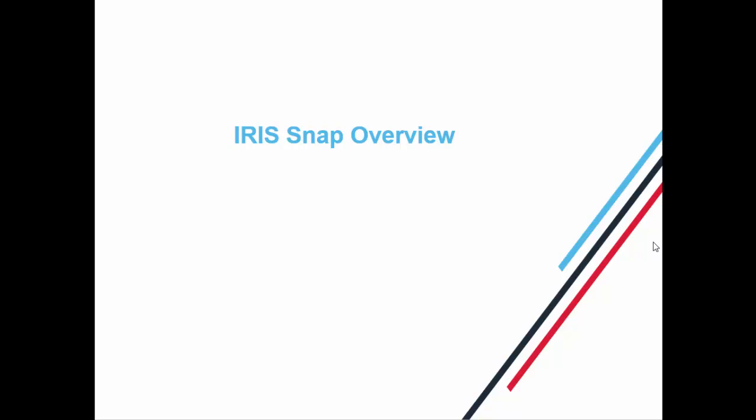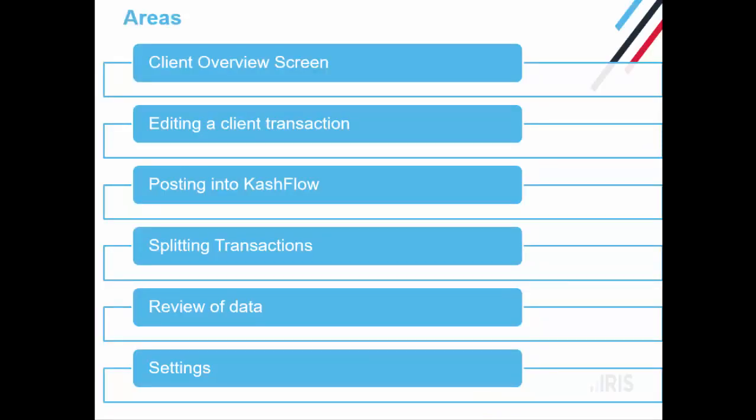Iris Snap is a tool which will allow you and your clients to digitize your receipts, invoices and purchase invoices. This data can then be published to Cashflow, allowing you to focus on doing more business advisory and other things. Today I'm going to show you the client overview screen in Iris Snap, editing a client's transaction, posting into Cashflow, splitting transactions, reviewing the data and some of the settings that we have within Iris Snap.